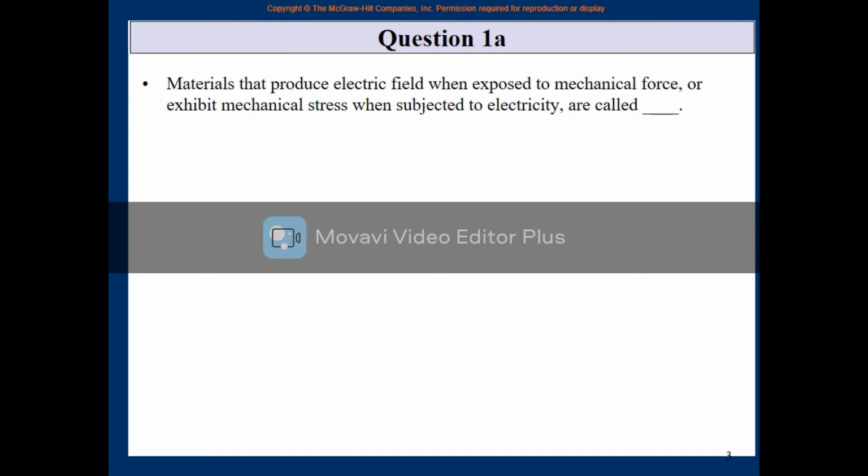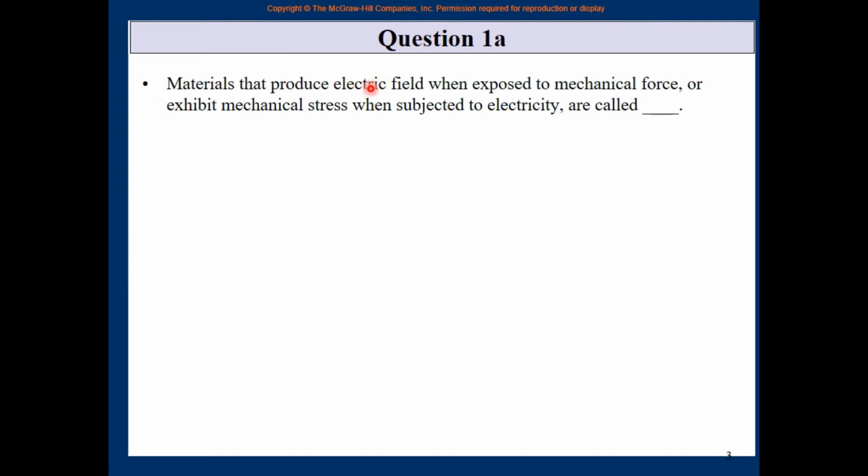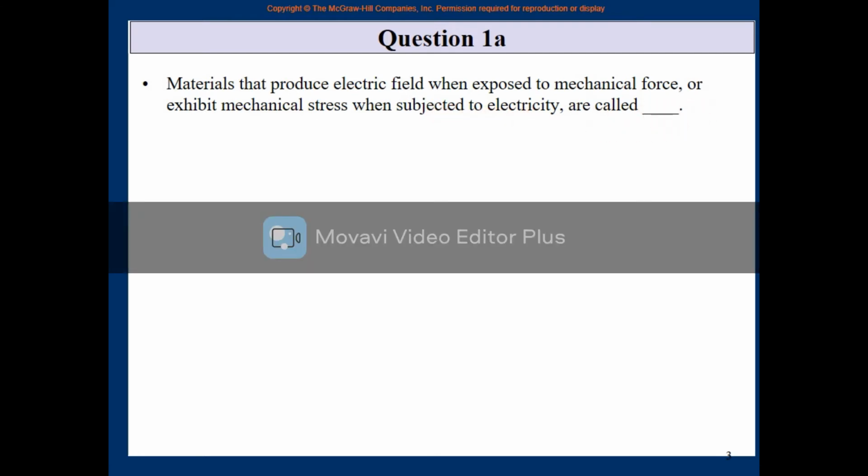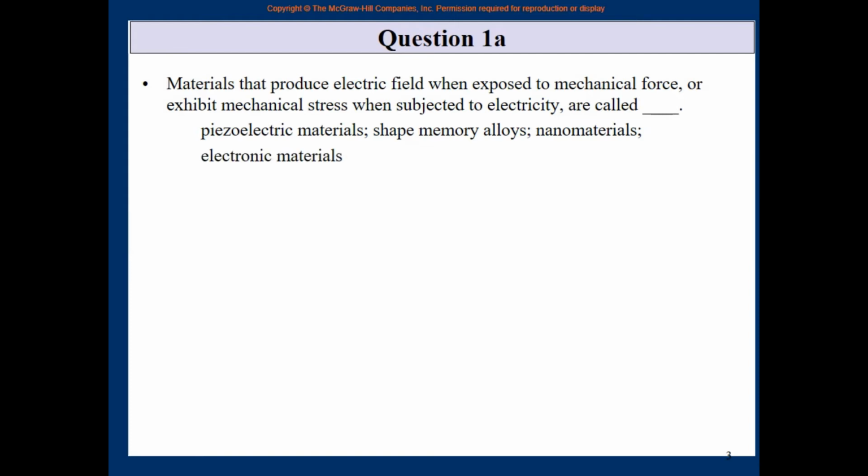Materials that produce electric field when exposed to mechanical force or exhibit mechanical stress when subjected to electricity are called what? You should know the answer. These are very specific materials, but the possible answers are piezoelectric materials, shape memory alloys, nanomaterials, and electronic materials.